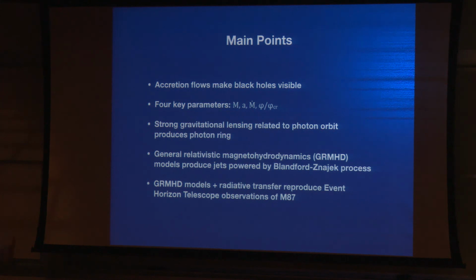So here are the main points. It's accretion flows really that make black holes visible. There are 4 key parameters. Strong gravitational lensing helps us out. It makes these things larger on the sky and produces this photon ring. We have dynamical models of the accretion flow, and those produce jets that in the simulations are powered by the Blandford-Znajek process. And then we can couple these to radiative transfer models and roughly reproduce the Event Horizon Telescope results. So that's it. Thank you.